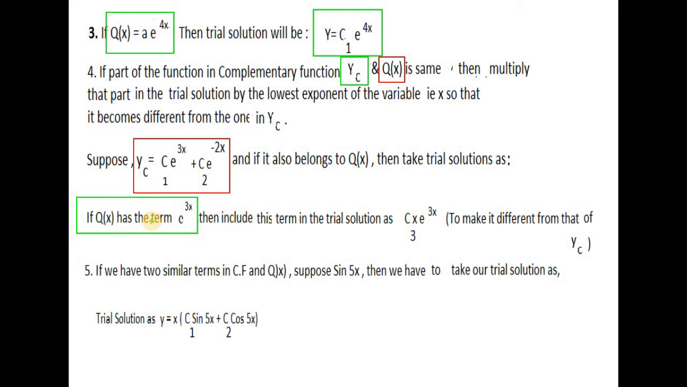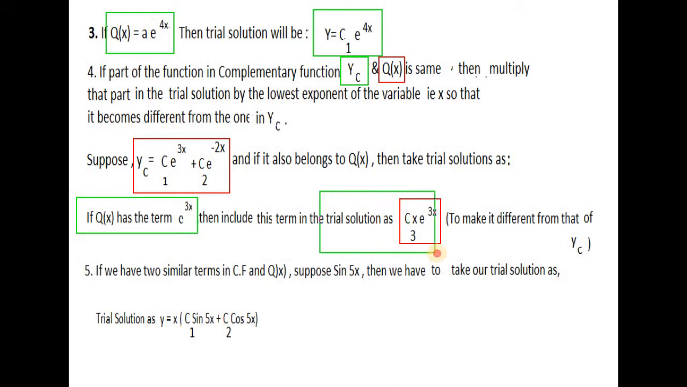Now we have to choose our trial solution having this situation, then include this term in the trial solution as c3 e power 3x. Here we have e power 3x, which is also in function q. So to make it different in the trial solution, we will multiply e power 3x by the lowest exponent of the variable x. So this will be the required trial solution.